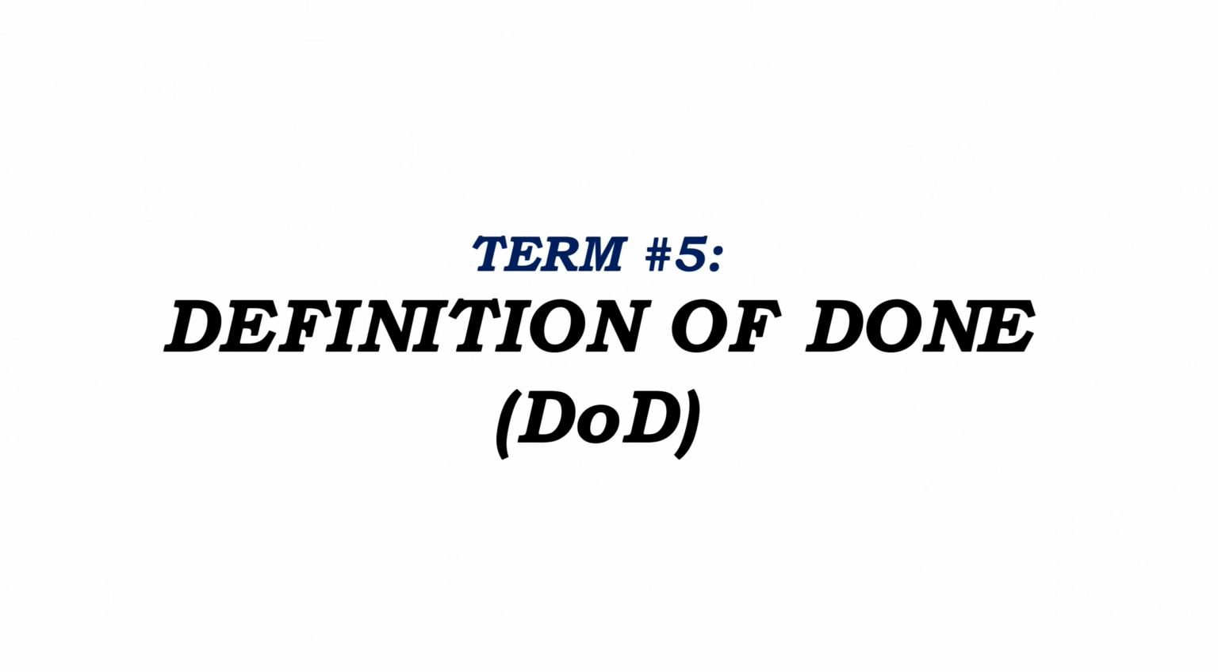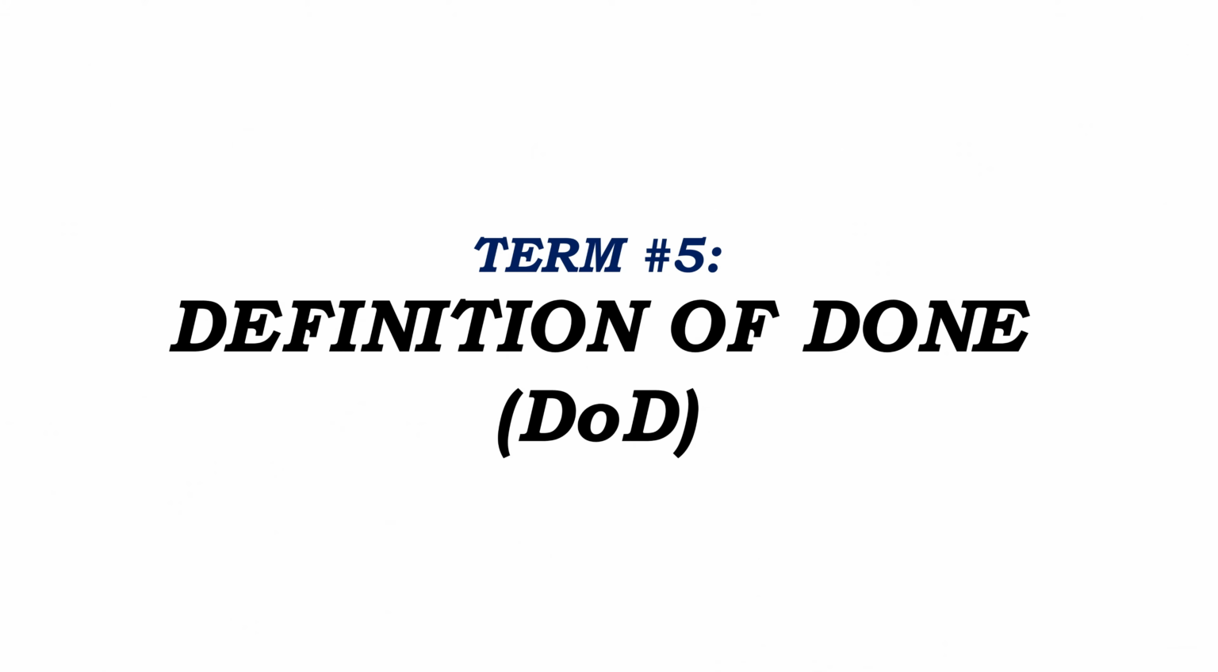If too many tasks are stuck in the in progress column, the team can discuss what's causing the delay and find a way to fix it. Or if the to do column is empty, it may mean the team needs more tasks added so work can continue without interruptions. Okay, here comes the fifth term you should know for the PMP exam, the definition of done.